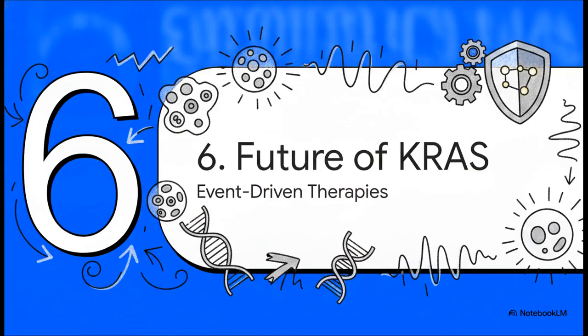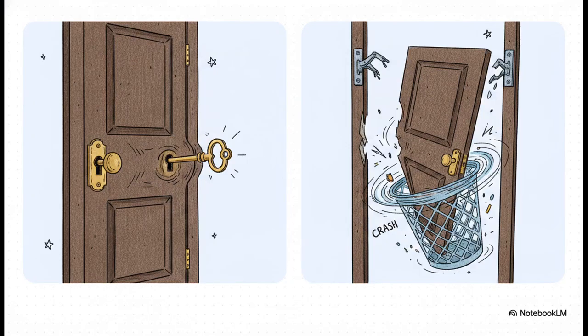Section 6. The future of KRAS. So, how do we outsmart a rapidly mutating enemy? That brings us to the final chapter of our explainer, the next generation of therapies and exactly how scientists are responding to this resistance. There is a brilliant paradigm shift currently happening in cancer research right now.